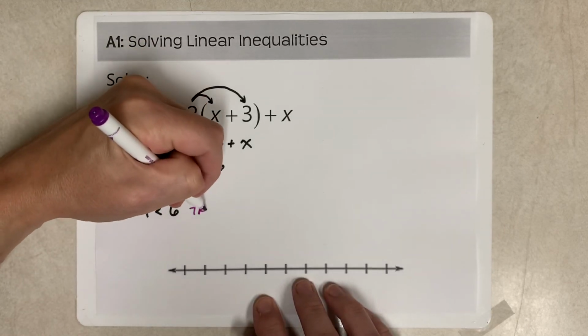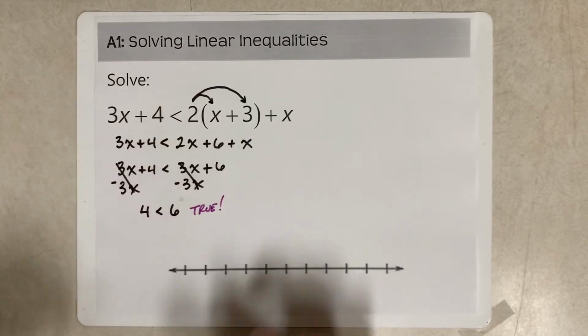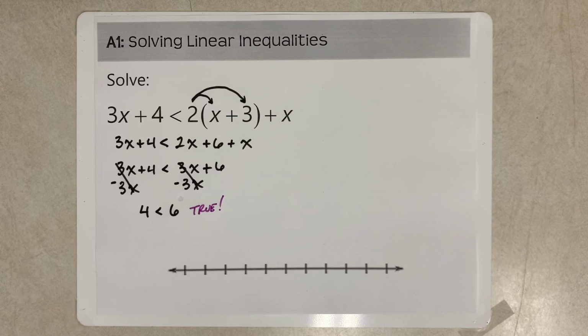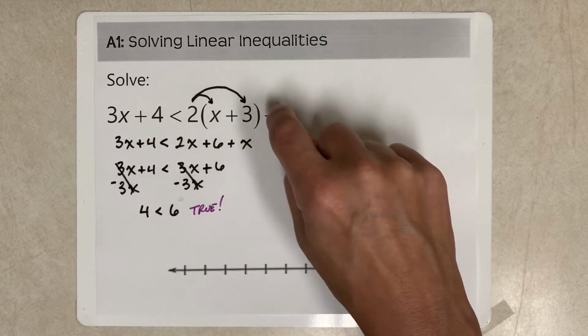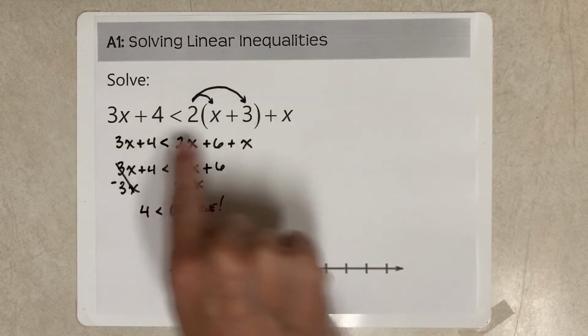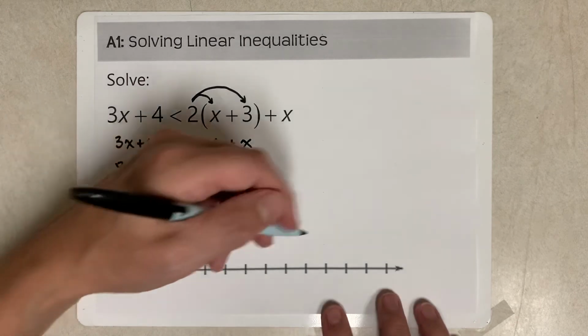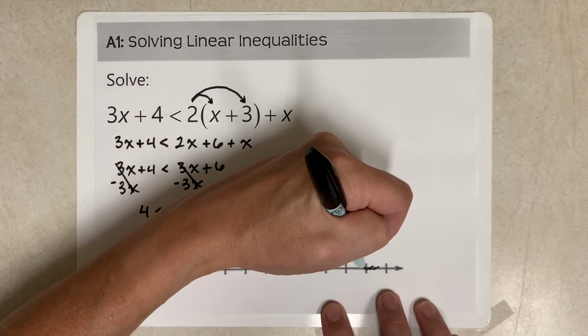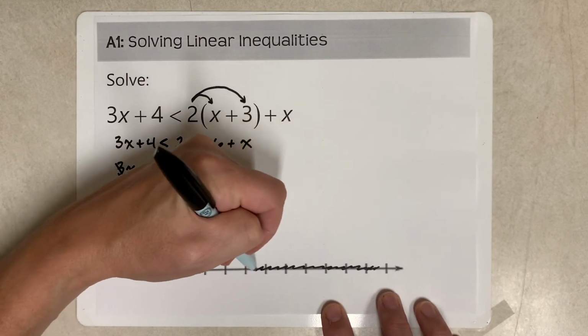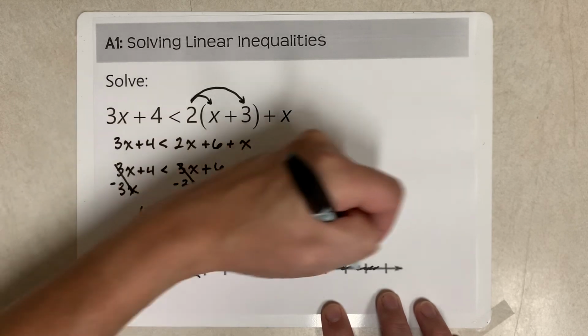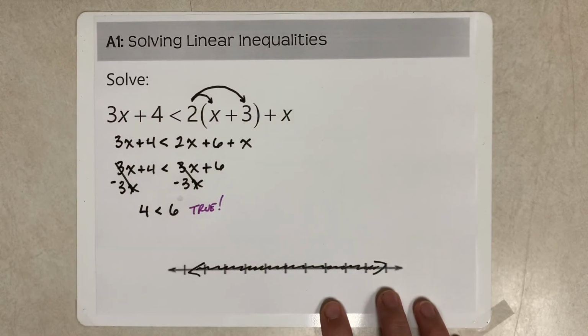So this is true. Well, if that's true, then that means any number at all, any real number, I can plug in for that x, and this will be a true statement. So if your teacher wants you to actually graph that, that's a very simple thing to graph. You're going to shade in the whole entire number line, because every number works.